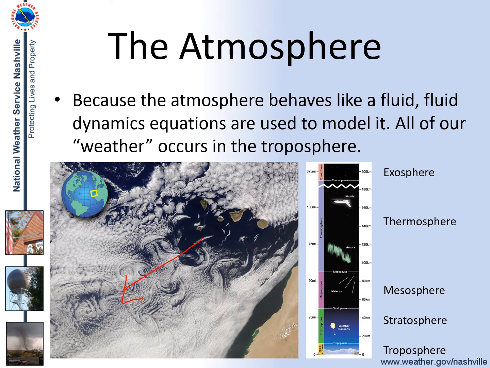The troposphere down here at the bottom, this is where all of our weather occurs. All the way up to the exosphere here, you see the space shuttle. This is where astronauts orbit in the space station, which is about 250 miles above the Earth's surface. Weather balloons that we launch here routinely reach 100,000 feet, which is right here into the stratosphere.